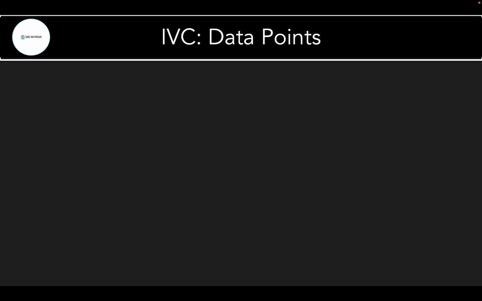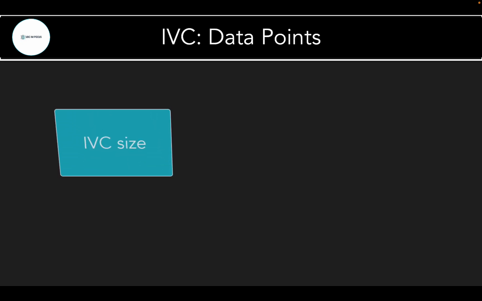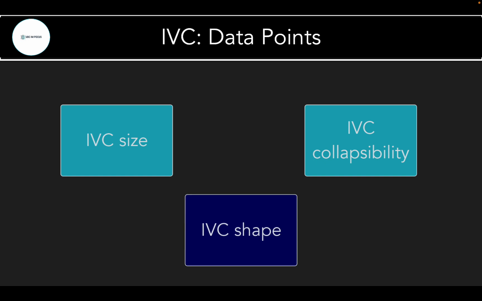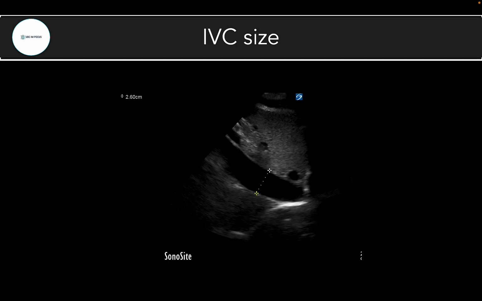So now that we know how to physically scan the IVC, let's talk about what data points we can interpret. There are 3 points to consider: IVC size, IVC collapsibility, and IVC shape. And let's go through each one in turn. Firstly, IVC size. So here we mean two-dimensional diameter, typically measured in the long axis. So recall again that what we're trying to determine with the IVC is a rough estimate of CVP, and specifically whether CVP is pathologically elevated.